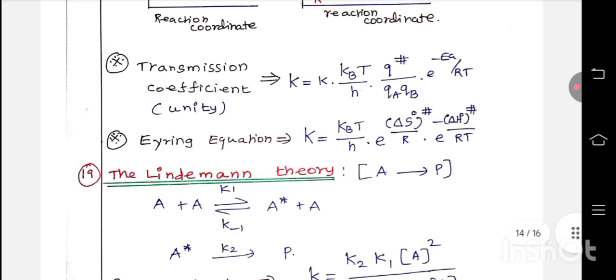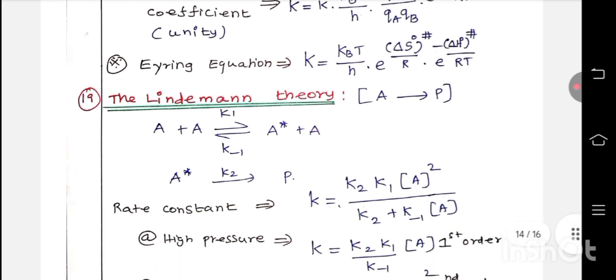The Eyring equation, a very important equation for transition state theory: k equal to k_B T divided by h exponential power delta S naught activated divided by R, exponential minus delta H naught activated divided by RT. 19. The Lindemann theory: A gives P.